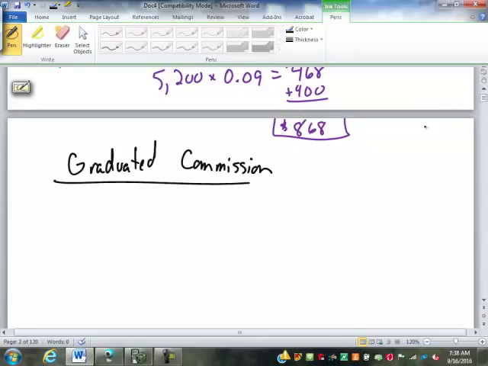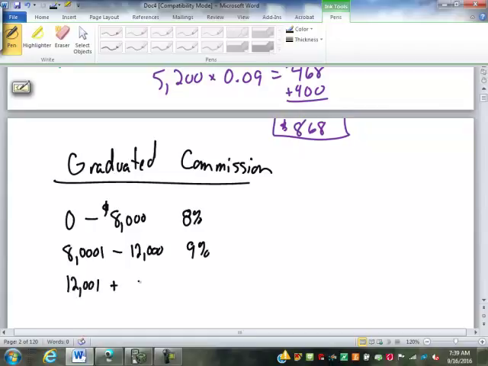In a graduated commission, you might be looking at something like this. $0 to $8,000, you get 8%. $8,001 to $12,000, you get 9%. $12,000 plus, you get 12%. So this is saying the more you sell, the higher rate of commission you get.